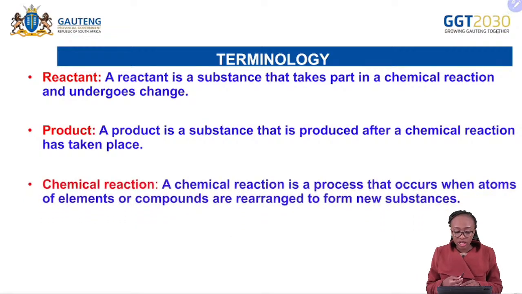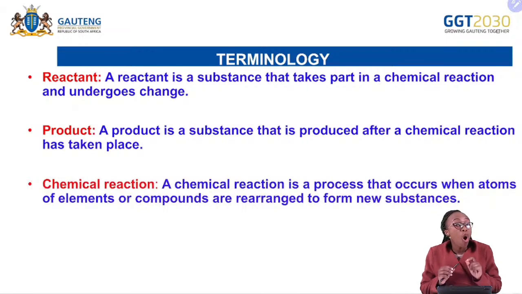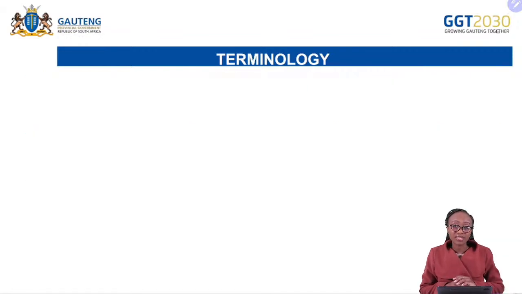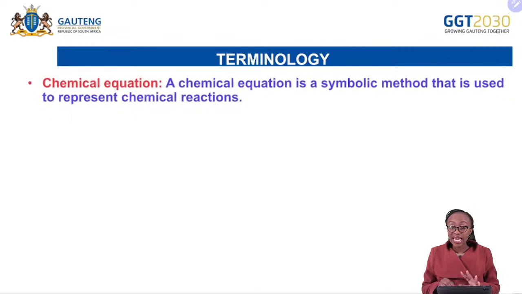And then the third term is chemical reaction. What is a chemical reaction? We've defined it already. We said it's the process that occurs when atoms of elements or compounds are rearranged to form new substances. Let's look at the next three terms.